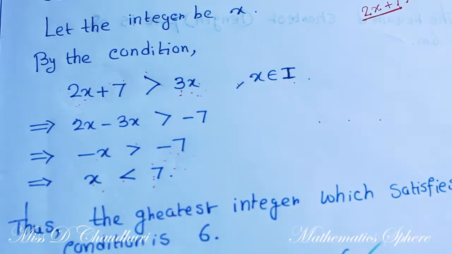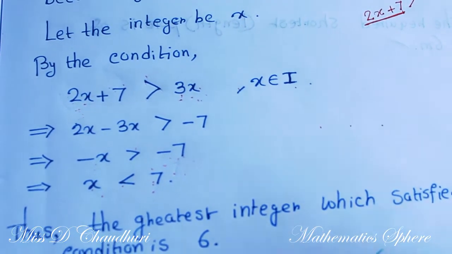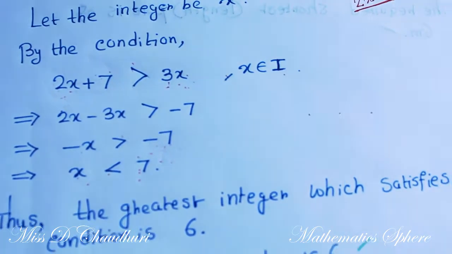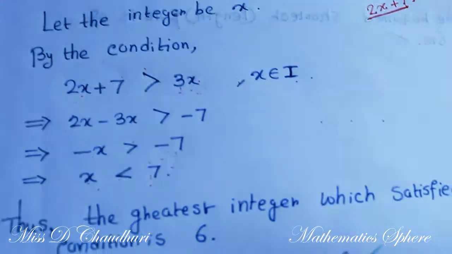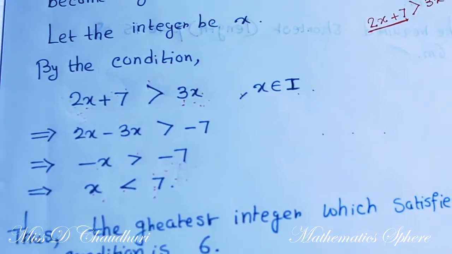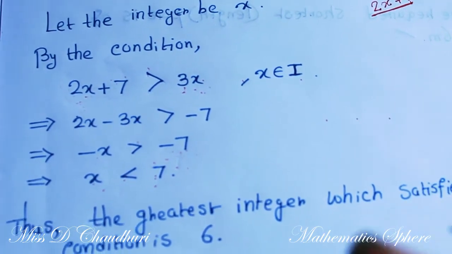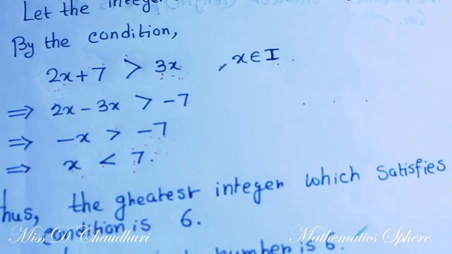So x can be 6, 5, 4, 3, 2, 1, dot dot dot, towards negative infinity. But in the question they have told you that you will have to find the greatest integer. Among 6, 5, 4, 3, 2, 1, as we are moving towards the left, the numbers are decreasing. So which one is the greatest?